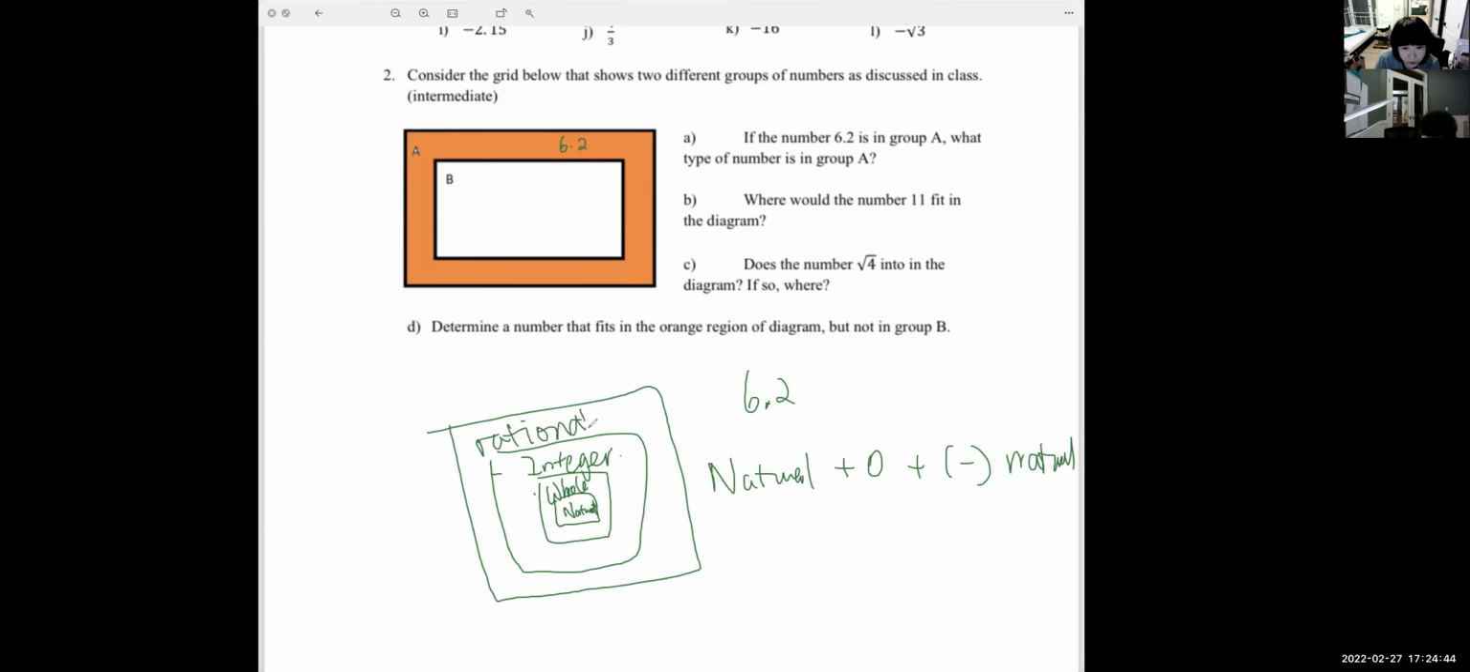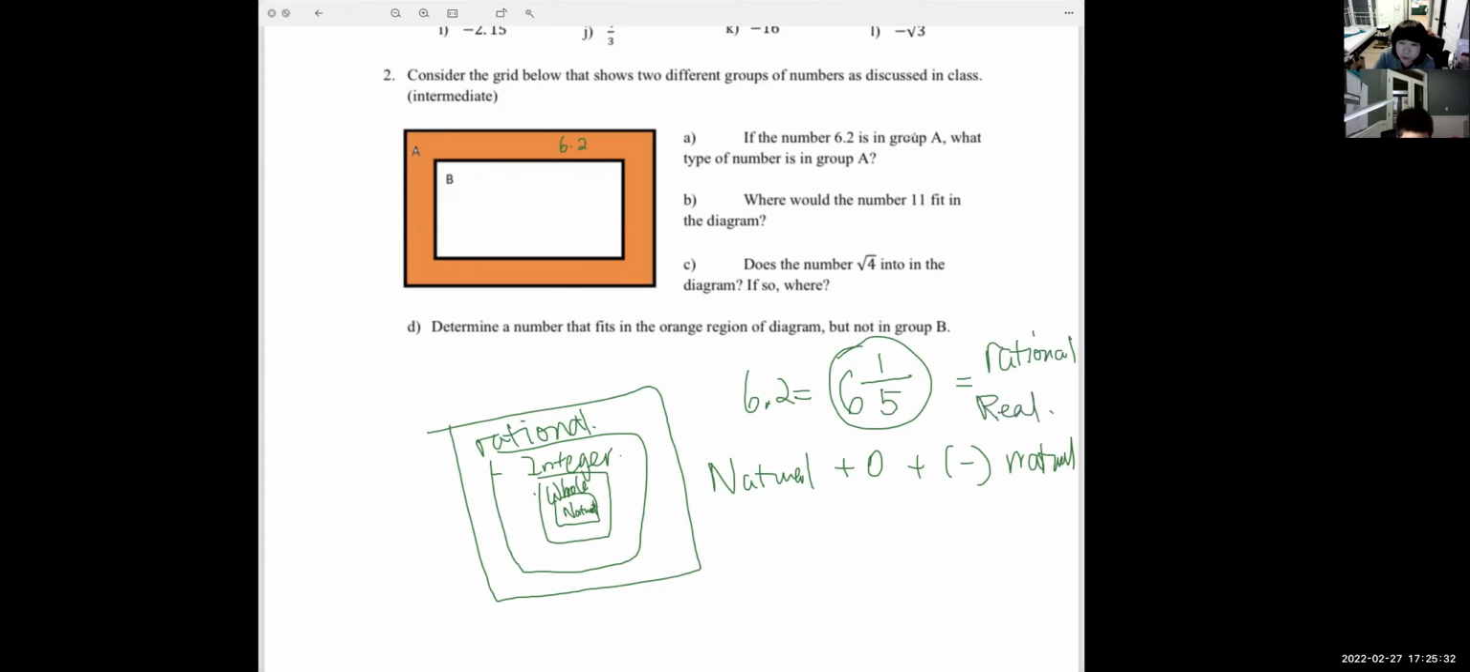So what are rational numbers? Do you still remember? A rational number is a number that can be written in fractional form. So can 6.2 be written in fractional form? Yes. Very good. It equals what? 6 and 1/5. Correct? So is this fractional form? Very good. So 6.2 is a rational number, right? And we can say it's a real number as well. Correct? Okay.